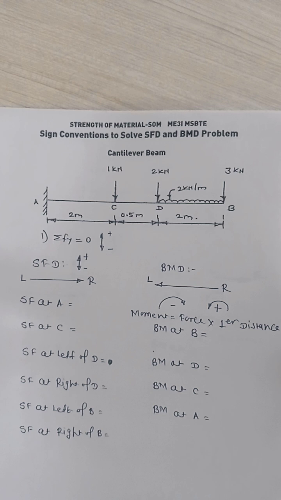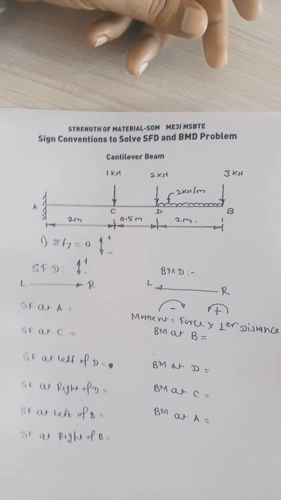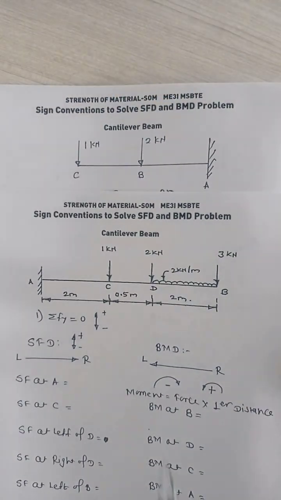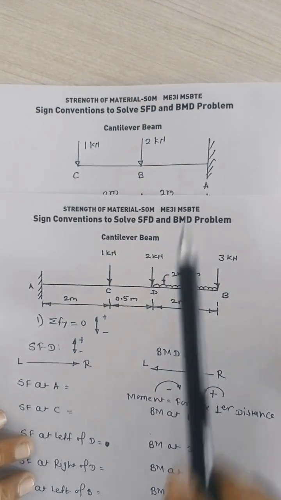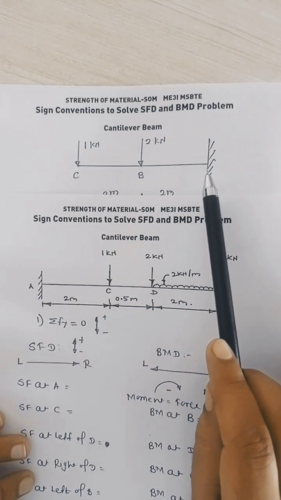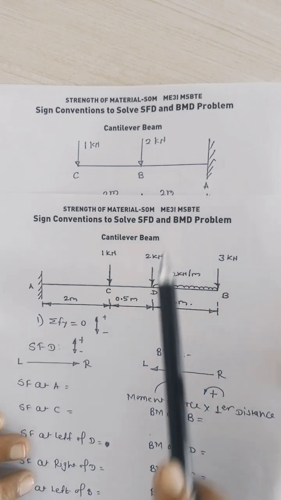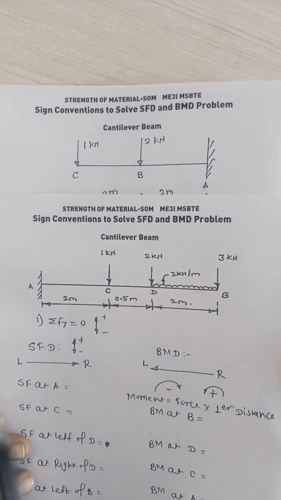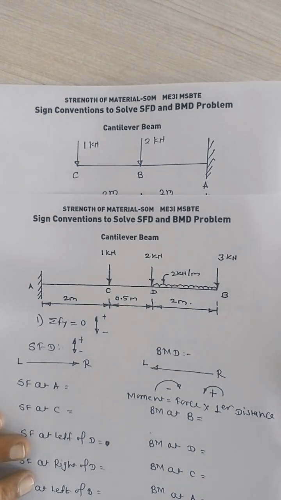Now the selected beam is a cantilever beam. For a cantilever beam, the main point is to understand the position of the support. Look at the two diagrams of the cantilever beam. In the upper diagram, the support is at the right side of the beam, and in the second diagram the support is at the left-hand side of the beam. As per that, the sign convention will change in the BMD only. The sign convention for the SFD will be the same.